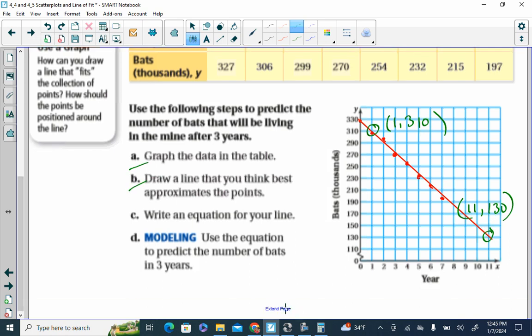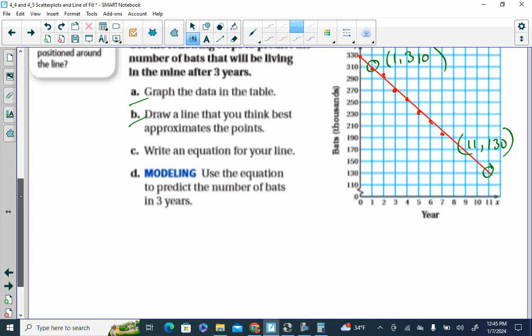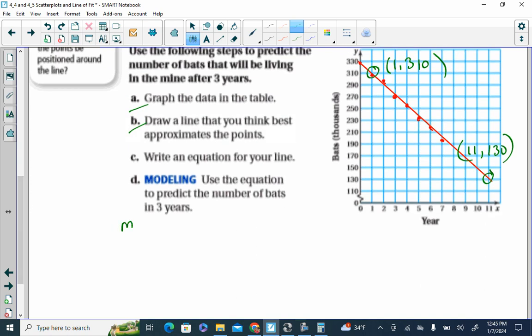We want to write our equation, and once again, when we write our equation, we start with the slope. So m is going to be equal to 130 minus 310 over 11 minus 1, which is going to be equal to negative 180 over 10, which is equal to negative 18 for our m.